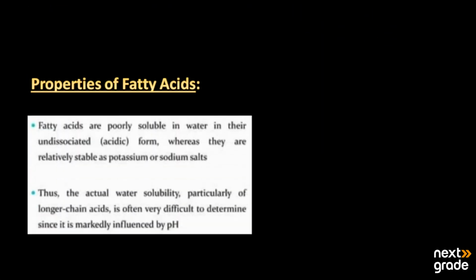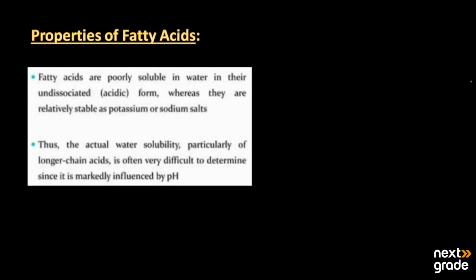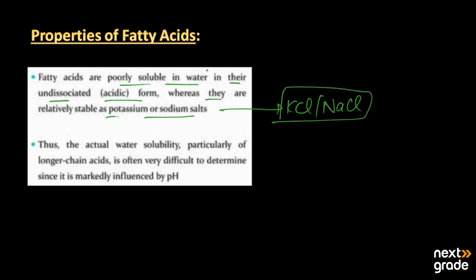After that we have some properties of the fatty acids. What are the main properties of fatty acids? First, fatty acids are poorly soluble in water. It means they are insoluble in water in the undissociated acidic form, whereas they are relatively stable as potassium or sodium salts. It is stable like that, but poorly soluble in water to some extent. Second, the actual water solubility, particularly of the longer chain acids, is often very difficult to determine since it is markedly influenced by the pH.